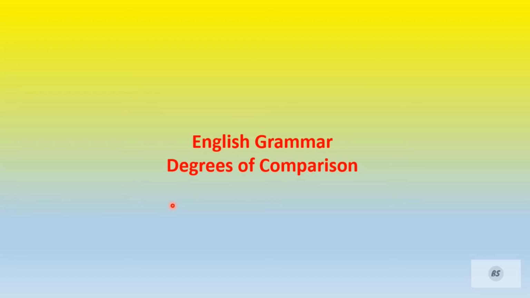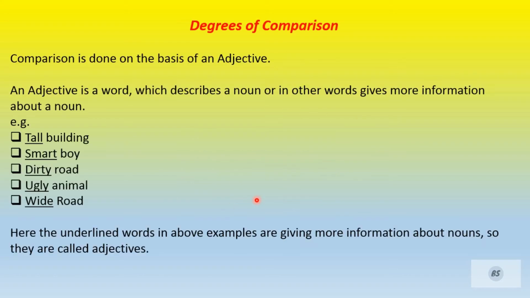Hello students, today we are going to learn English grammar topic degrees of comparison. Now what is comparison done for? Comparison is done on the basis of an adjective. Now you will ask what is an adjective?